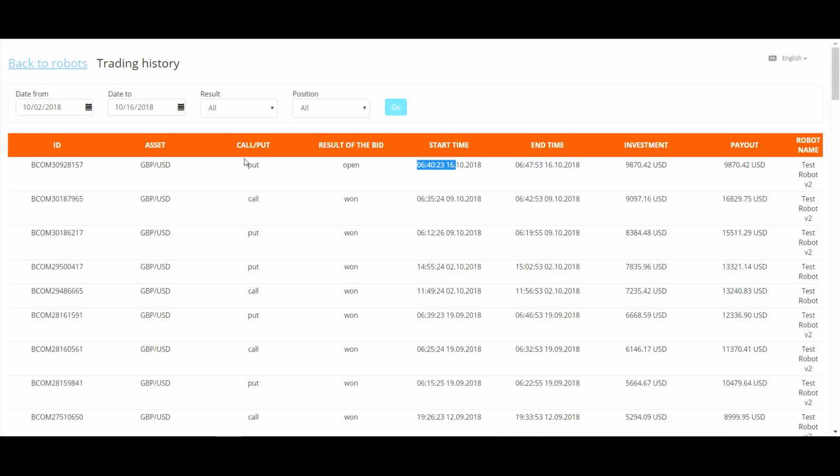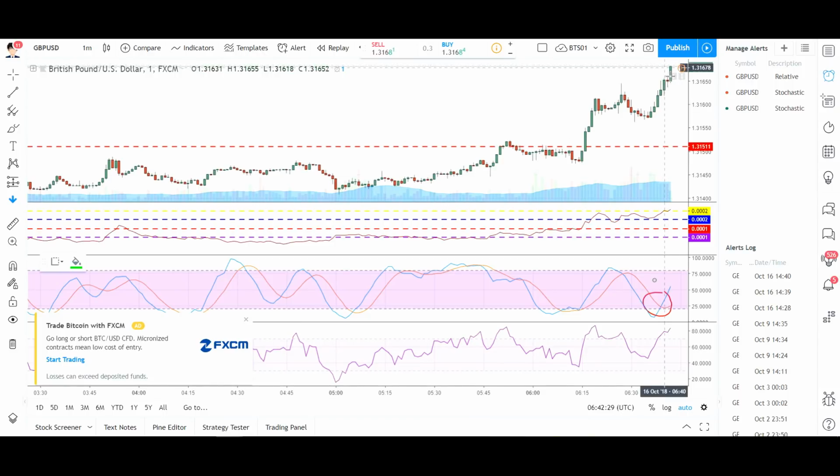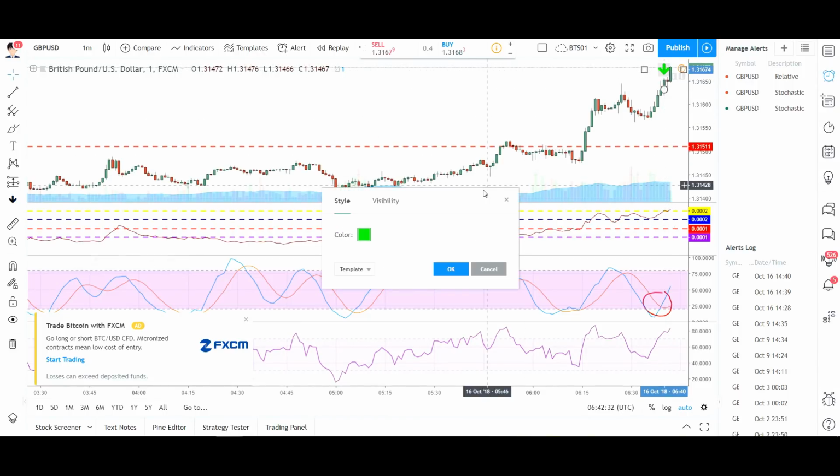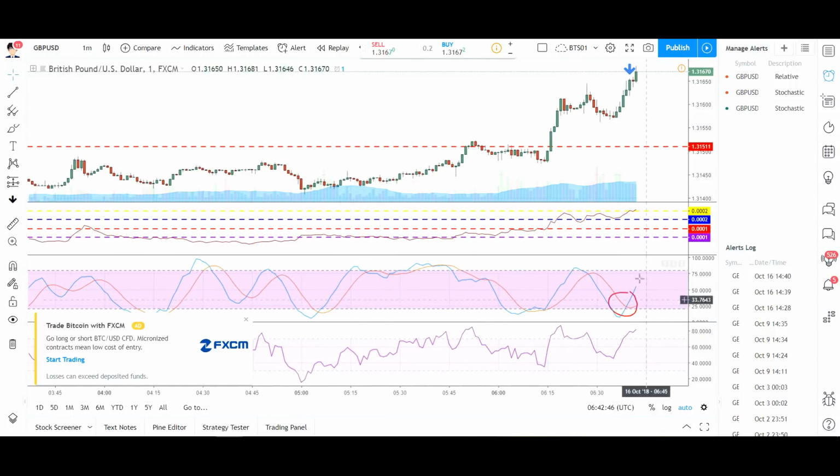Alright, so it seems like we already have a put trade open. Let's put an arrow to signify a put trade. Alright then, so we have an arrow right here for that put trade a few minutes ago, so let's pause the video and hopefully this trade works out.